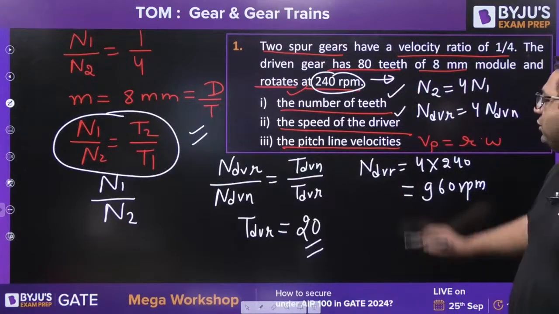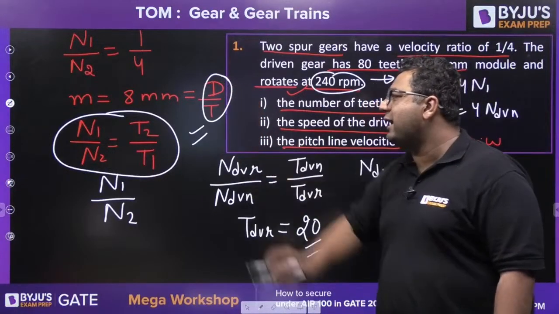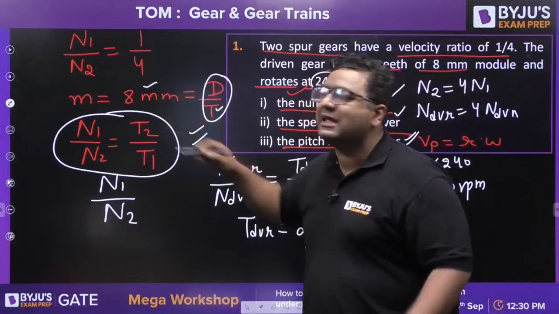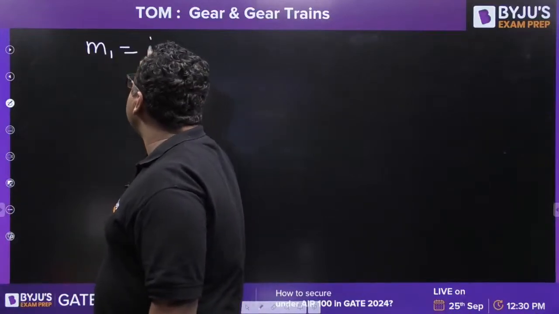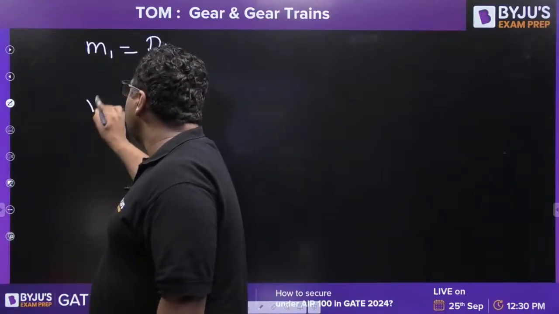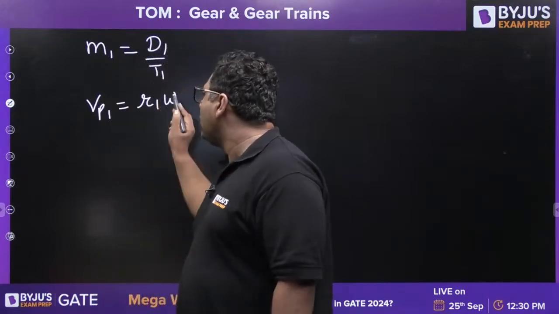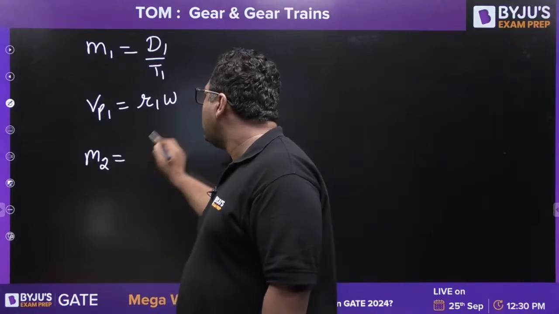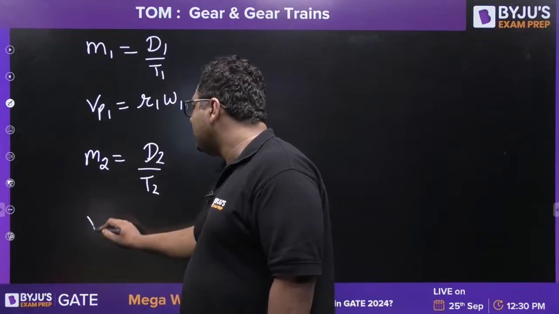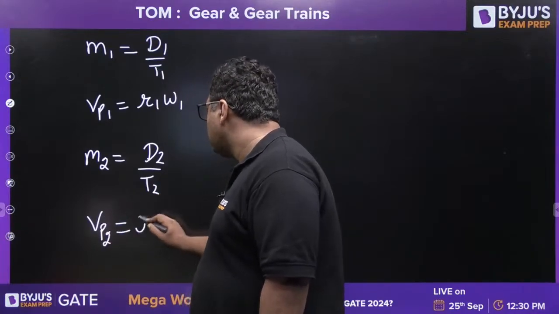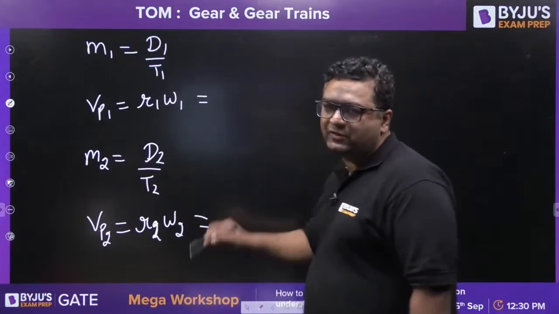So my dear, now you need to see the pitch line velocity. For that, you need to find out the diameter. You know the number of teeth, and module is the same for both the gears. Apply this equation. You can write module m1 is d1 by t1, and pitch line velocity is r1 into omega 1. And m2 is d2 by t2, and pitch line velocity of second will be r2 omega 2. Yes, find out the pitch line velocity as well, guys.